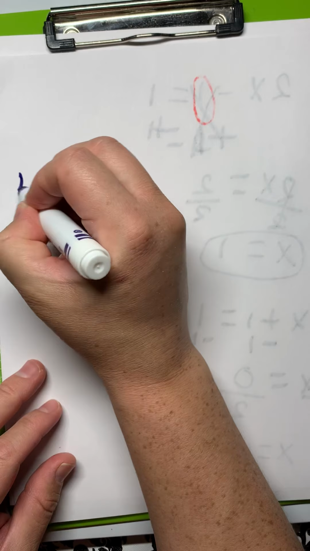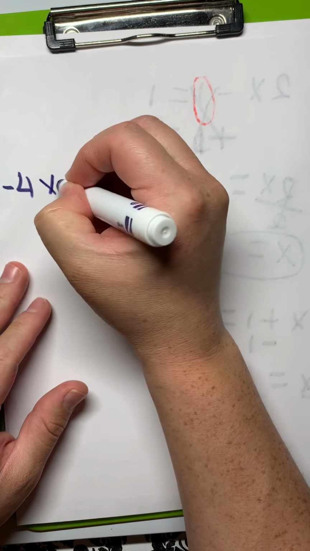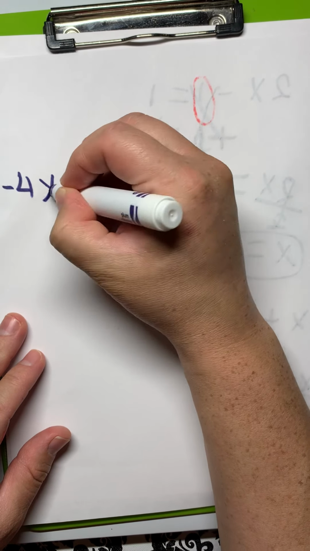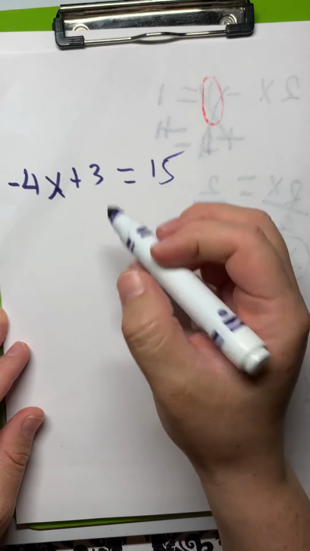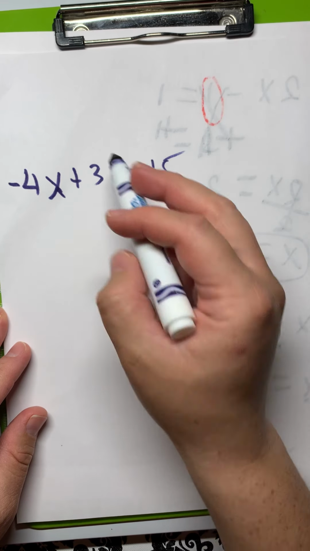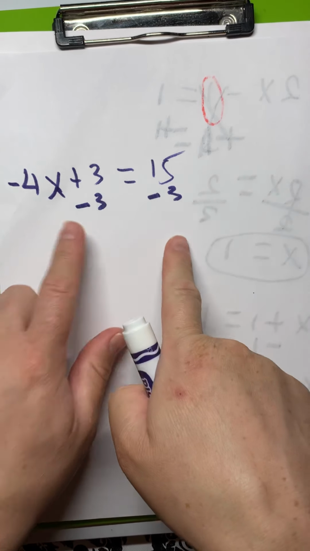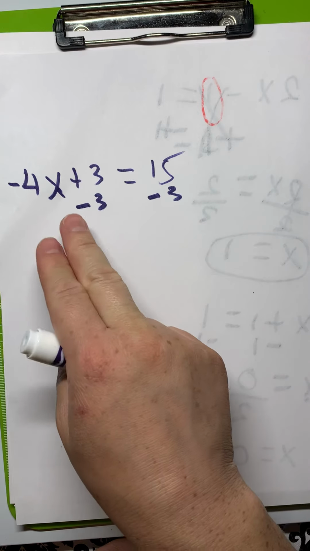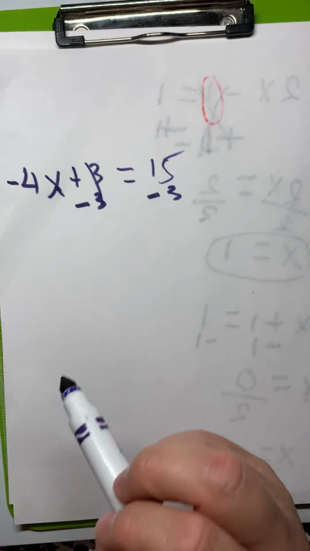We have negative 4x plus 3 equals 15. Okay, so let's start with what we do know. We have a plus 3, so what's the opposite? The inverse of that, we're going to do a negative 3. Also doing a negative 3 here. You always have to do them on both sides of the equation. That's what the inverse property allows you to do. It allows you to cancel it out on one side of the equation, and therefore it carries it to the other side of the equation.